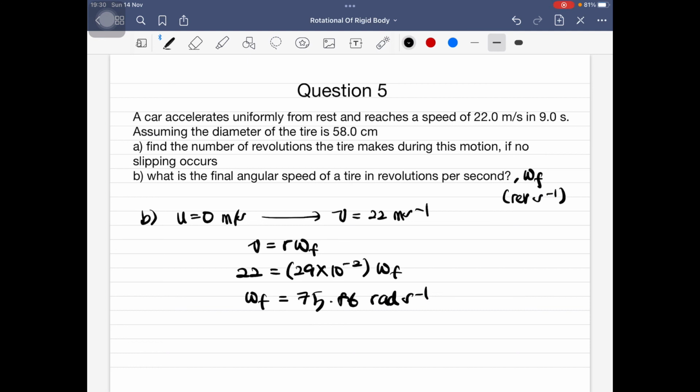And to do that, we know that 1 revolution is equal to 2 pi radian. So for this one, I'm going to times with 1 revolution and then divided by 2 pi radian to cancel out the radian. That will give us 12.07 revolution per second, and that will be your final angular speed in the unit of revolution per second.